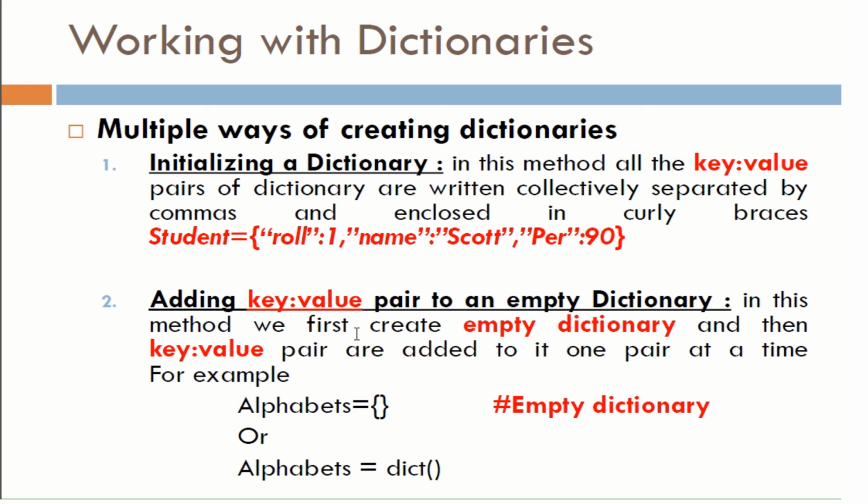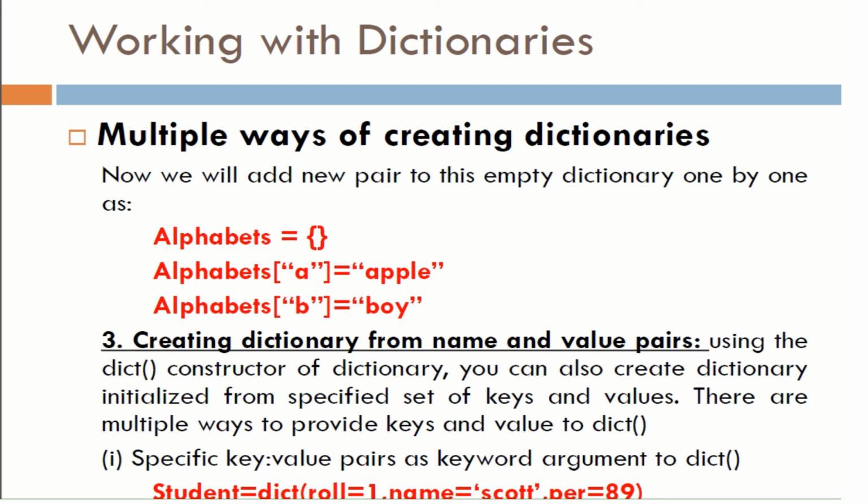Okay. Now, adding key value pairs to an empty dictionary. How? In this method, we first create an empty dictionary by only giving the braces. That's it. And then key colon value pairs are added to it, one pair at a time. For example, like alphabets equals this, then alphabet equals dict of dictionary. So dict is an dictionary. Okay, it is being added into one empty dictionary. So whatever the stored values are in the dictionary, those values will be stored in an empty dictionary.